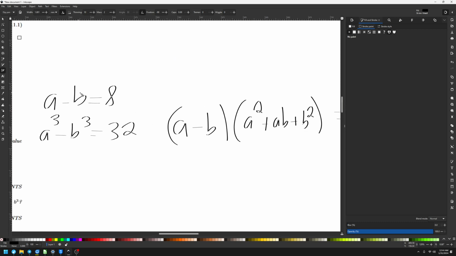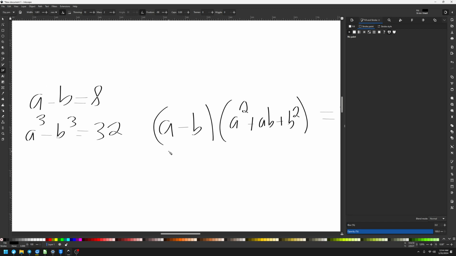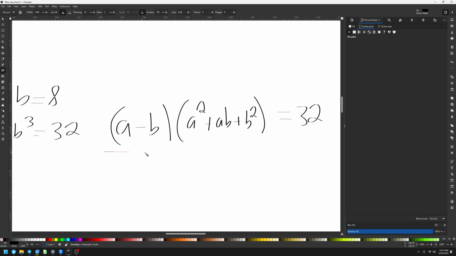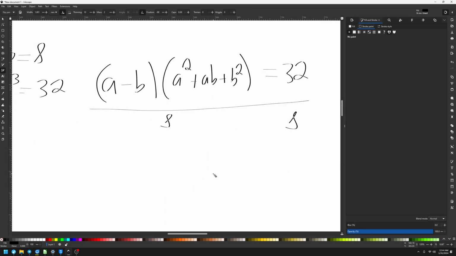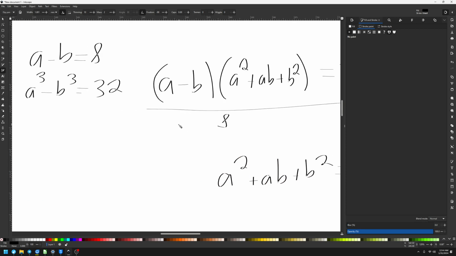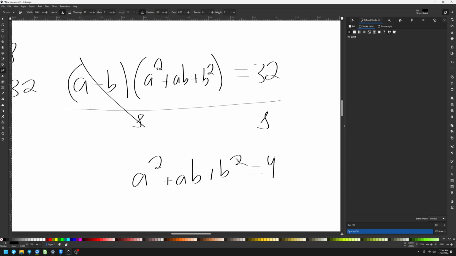all we have to do is divide by the value of a minus b. So let's divide the whole thing by a minus b, on this side and on this side. And we're going to be left with a squared plus ab plus b squared is equal to 4. And here 8 is equal to a minus b, so these cancel out. And our final answer is 4.